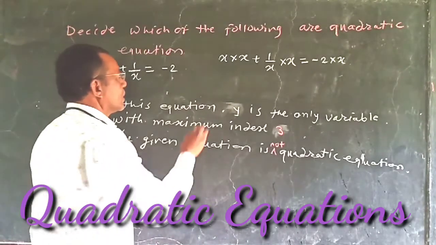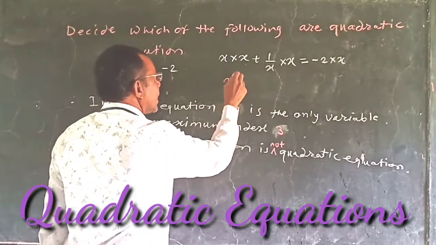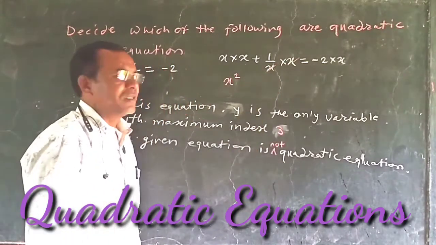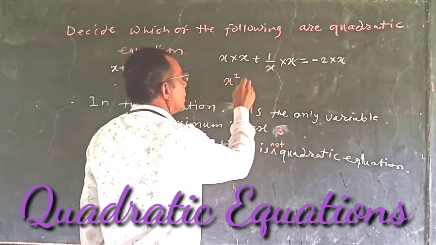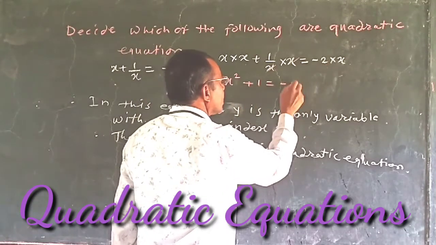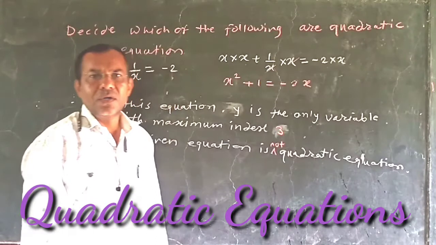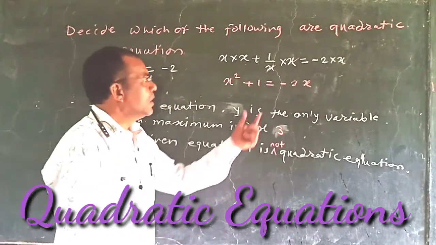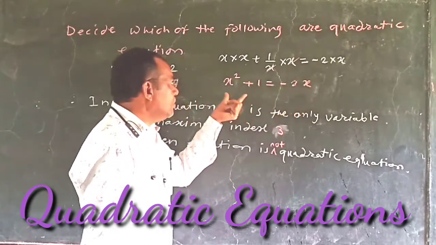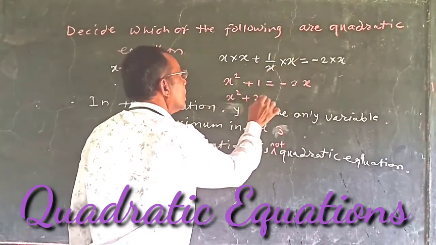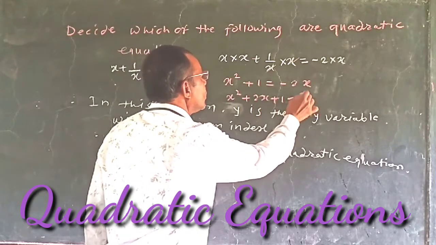What will we do here? x into x, that is x square. This x and x get cancelled. Here remain plus 1 is equal to minus 2x. Do you understand? All students will understand here. Minus 2x becomes here plus 2x. Therefore, x square plus 2x plus 1 is equal to 0.